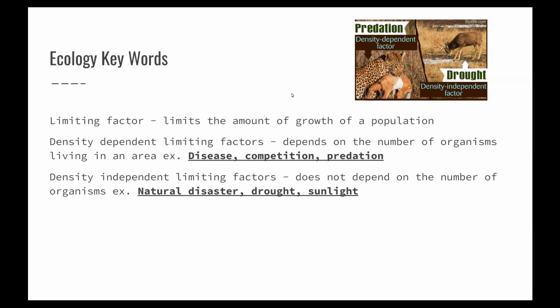This is the end of Unit 4, and so far for Unit 4, we have talked about photosynthesis, which is the process where plants, with the help of the energy from the sun, use carbon dioxide and water to make glucose and to release oxygen.